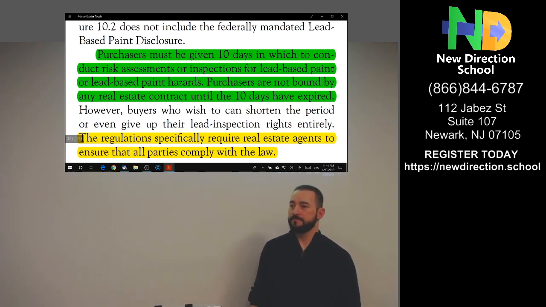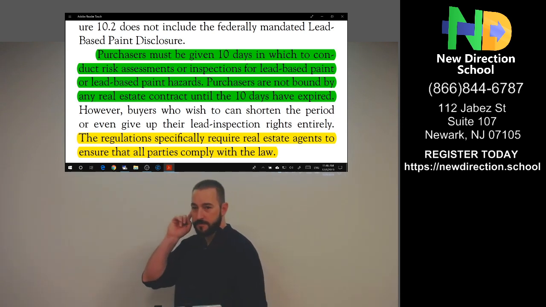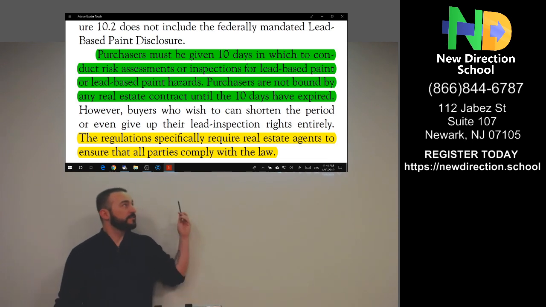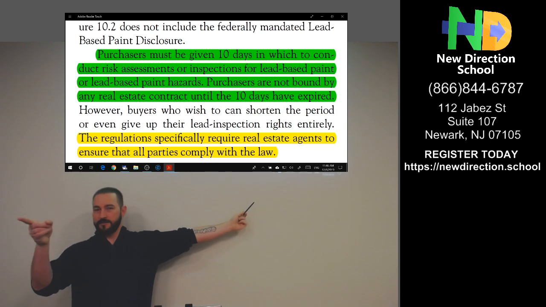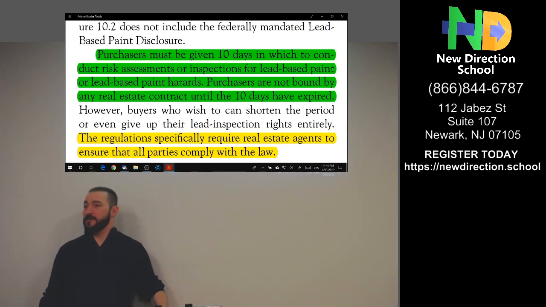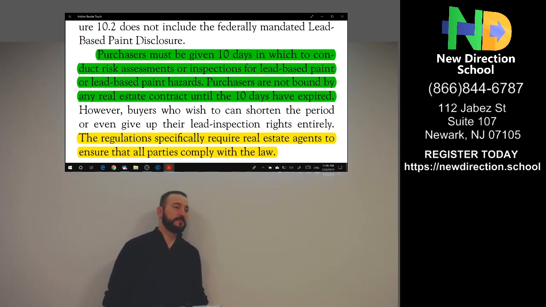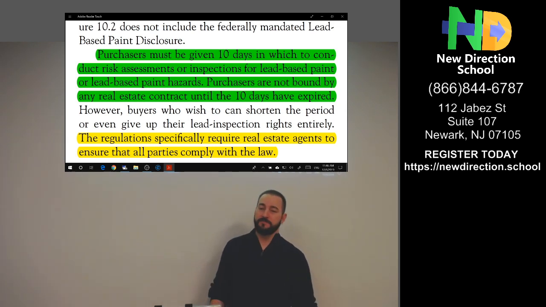Say it louder. Attorney. Who? The attorney. So it says right here, the regulations specifically require you guys, not attorneys, not home inspectors, not the buyers, not the sellers. It says real estate agents. It doesn't say who you represent. It says, hey, if the house is built before 1978, you must make sure that everybody is aware of this law and comply with this law.